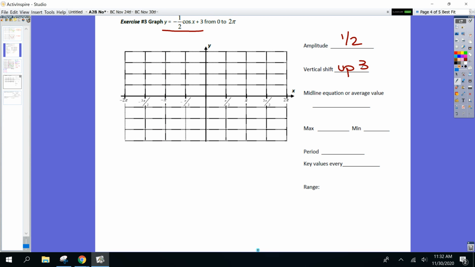What was the shift, Liz? Up 3. Up 3. So we're not going to write up 3. We're going to write y equals 3. That's my new midline, that line. All right, Liz, here we go. Max and min, we're going to put you to work here.